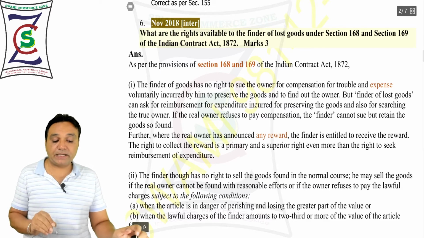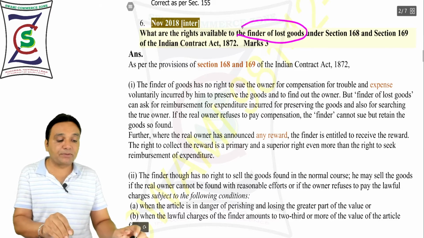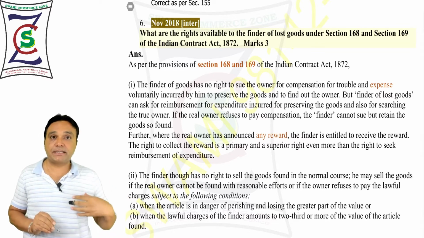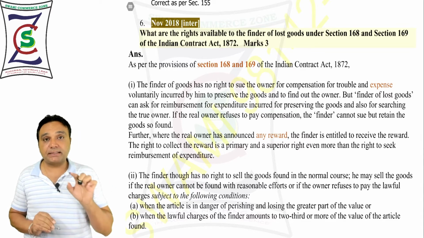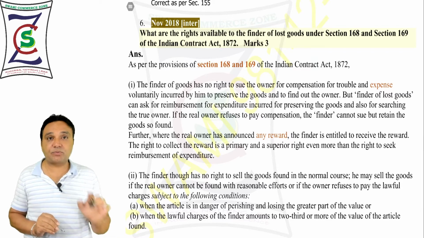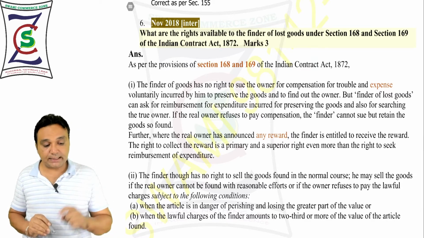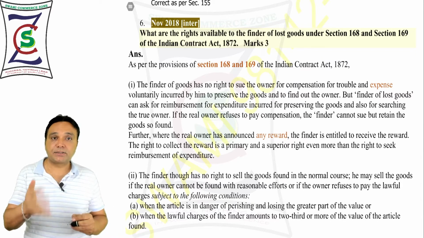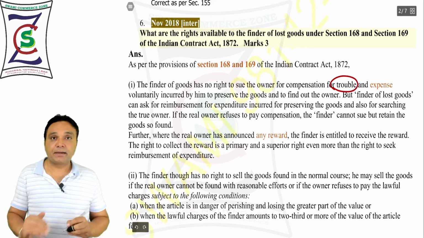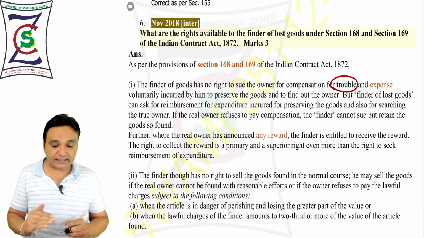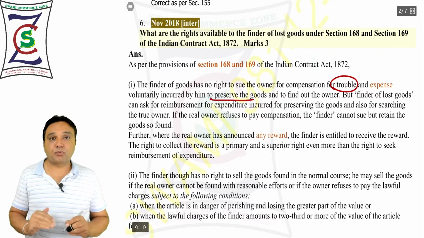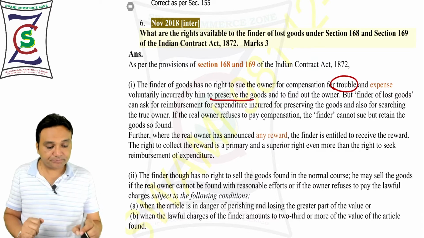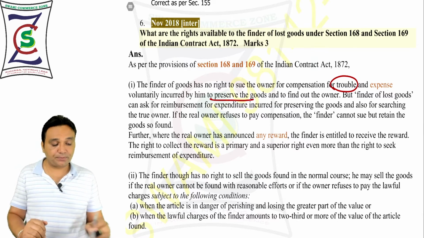November 2018 question, what are the rights available to finder of lost goods under section 168 and 169? See, finder of lost goods is subject to the duties of bailee, but he is having certain rights, and the rights are under section 168 and 169. 168 talks about 2 things. See, as a bailee, you have taken the goods of someone else, so you must have gone into a lot of trouble to preserve the goods for the safe custody. So in that scenario, whatever expenses you have incurred, you have the right to claim that.